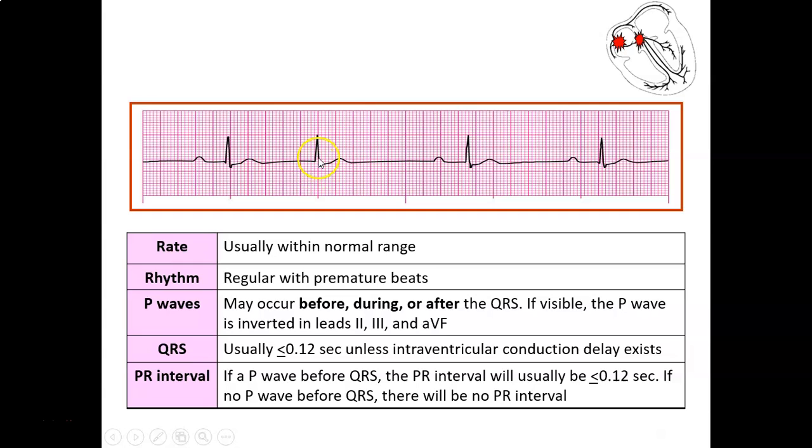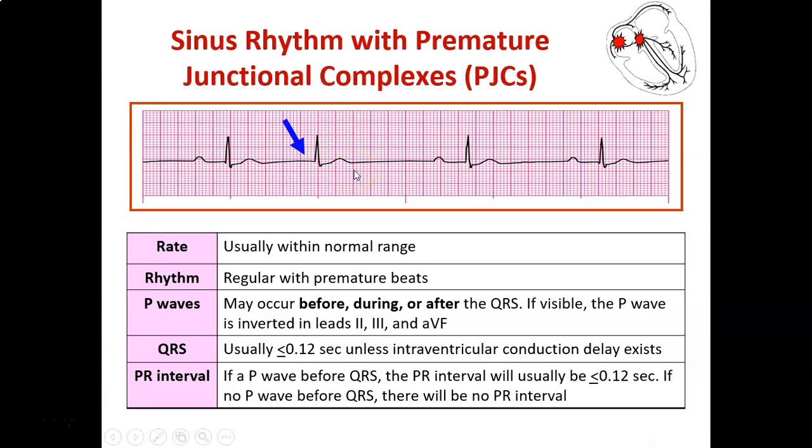To differentiate the premature junctional complex from junctional rhythm: in junctional rhythm you will see absence of P waves throughout the rhythm strip, but in case of premature junctional complex you will see a few complexes here and there in the ECG. Like here in this example, this is a sinus rhythm with premature junctional complex.